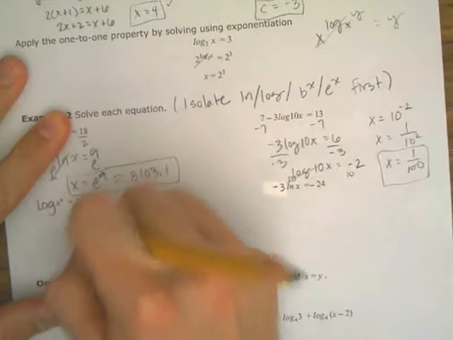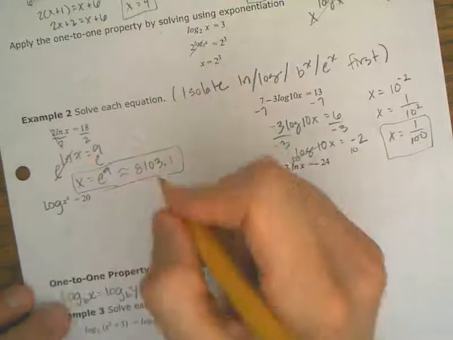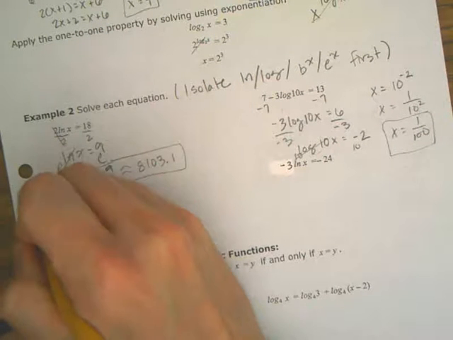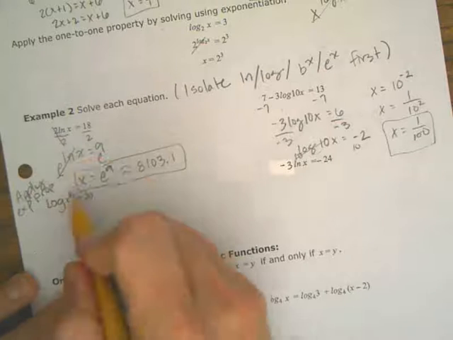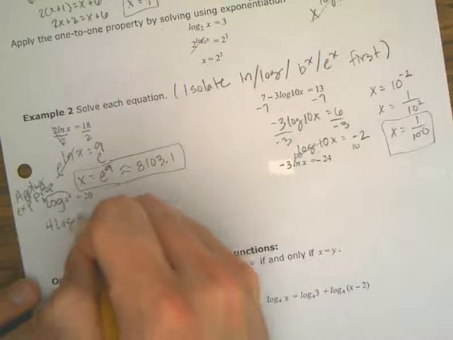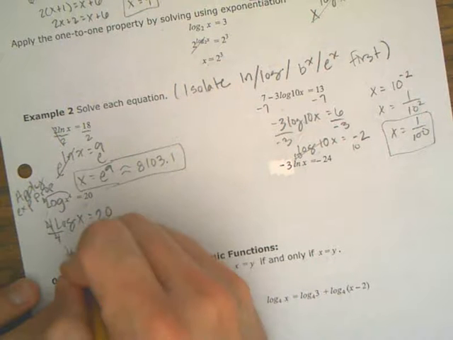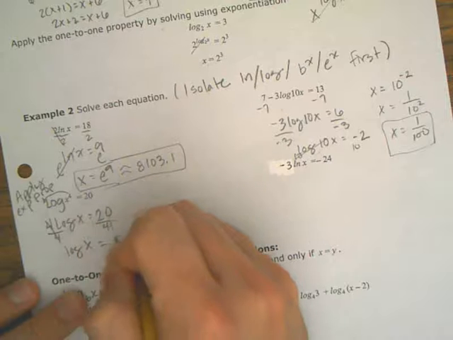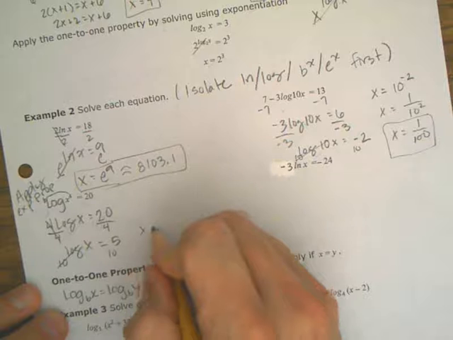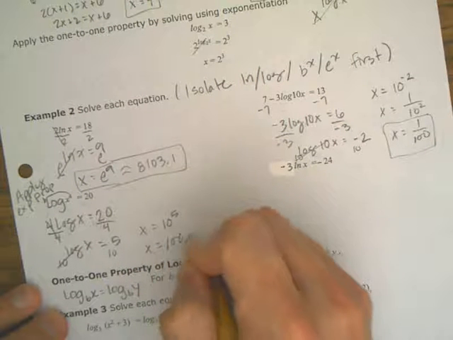Isolating logs means we can apply the exponent property from last class. This 4 can jump down in front. That's the equivalent expression. Divide by 4 to get rid of it. Log base 10 of x equals 5. Raise that to the 10, raise that to the 10, goes away. x equals 10 to the 5th, or, if you're really good, 100,000. 5 zeros. 1, 2, 3, 4, 5.